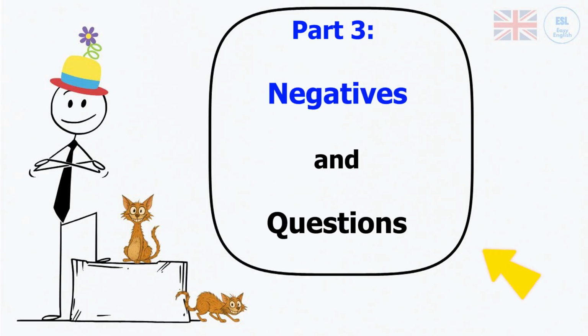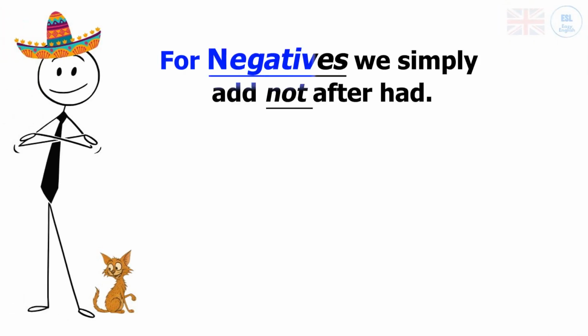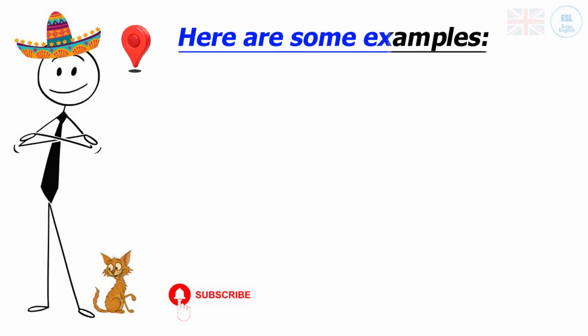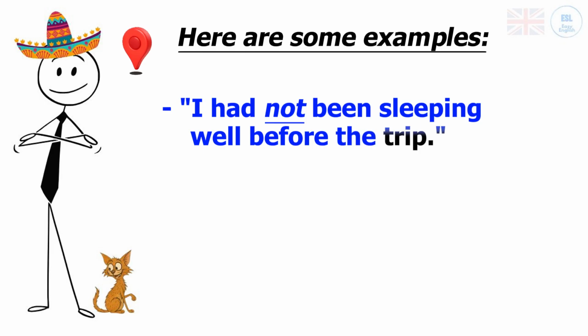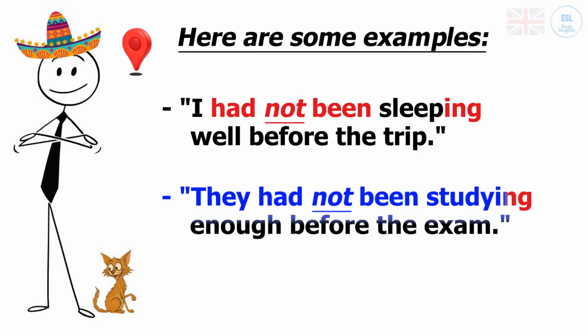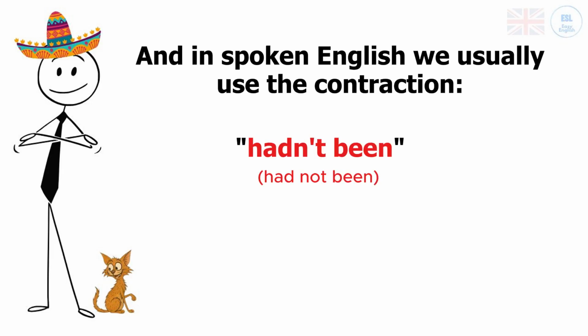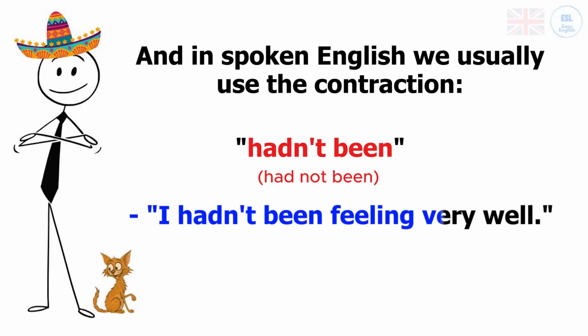Part 3. Negatives and questions. For negatives, we simply add not after had. Subject plus had not been plus verb ending in ing. Here are some examples. I had not been sleeping well before the trip. They had not been studying enough before the exam. And in spoken English, we usually use the contraction hadn't been. I hadn't been feeling very well.